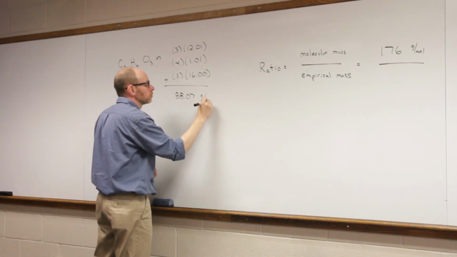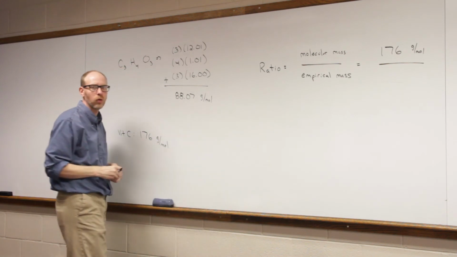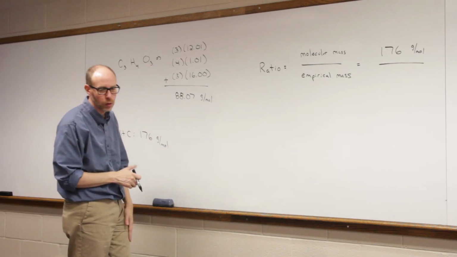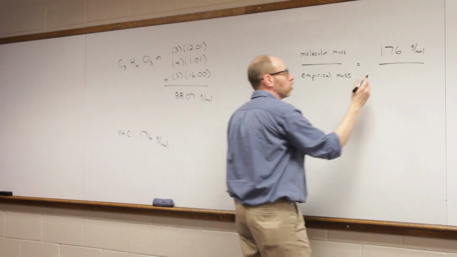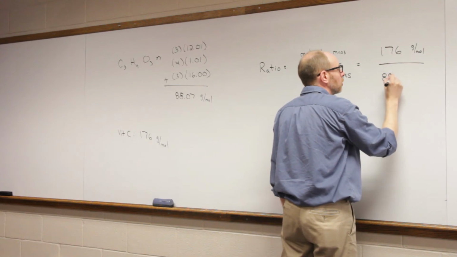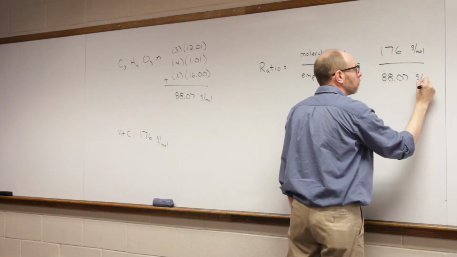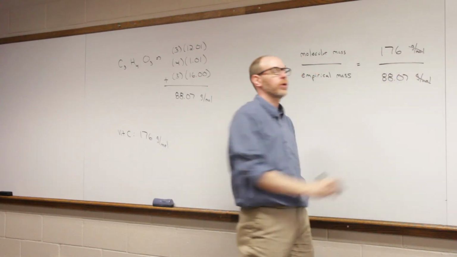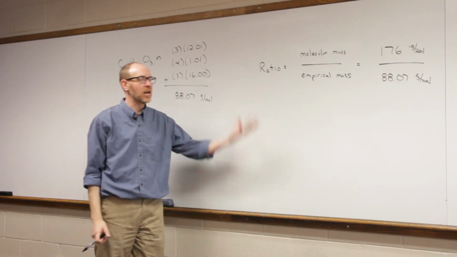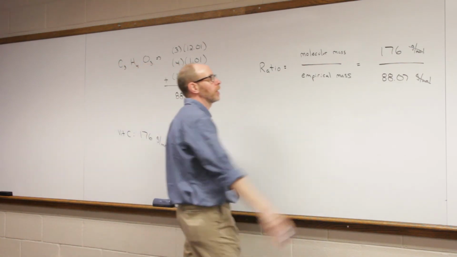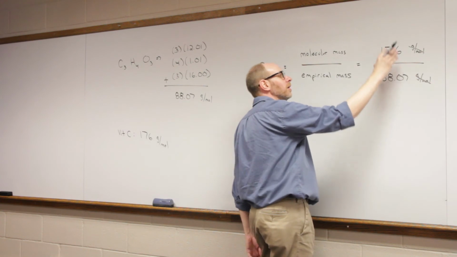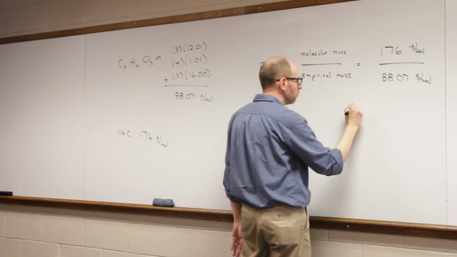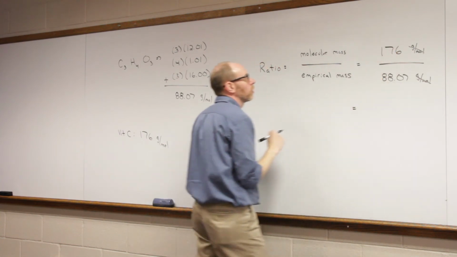88.07 grams per mole. Sometimes you'll see that as Daltons, or there are some other units, but essentially it's just the number of grams in a mole. So that's our empirical mass, 88.07 grams per mole. You see the units are going to cross out, leaving a unitless ratio. It's a ratio of how many empirical units need to be added together to make one of our molecular units.